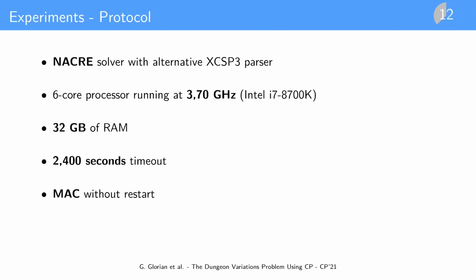The next part is divided into 1 experiment on a real dungeon and 1 on generated ones. This is the experimental protocol we used. The connected plus global constraint was implemented into the Choco solver with an alternative XCSP3 parser kindly provided by the team to handle the connected plus constraint in XCSP3 models. The experiments were run on a 6-core Intel processor with 32 GB of RAM. The timeout was set at 2400 seconds. We compare our method with the same model without the global constraint connected plus.